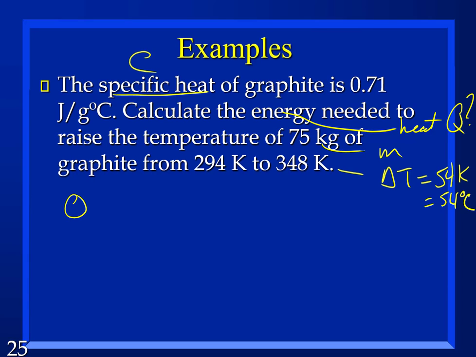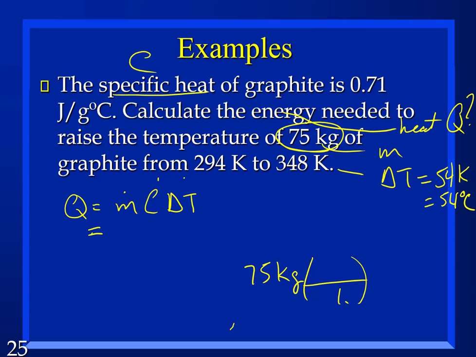So Q equals mc delta T. Heat equals mass times specific heat times change in temperature. And since Q is what I'm looking for, that means I need the mass, but I don't want the mass in kilograms. So I get rid of kilograms, change it to grams. 1,000 grams is a kilogram, so 75,000 grams, sorry.